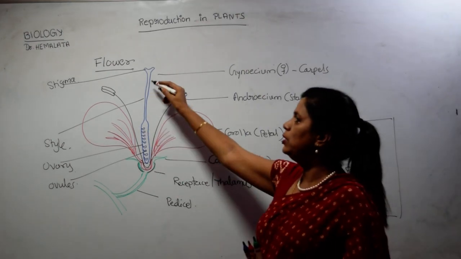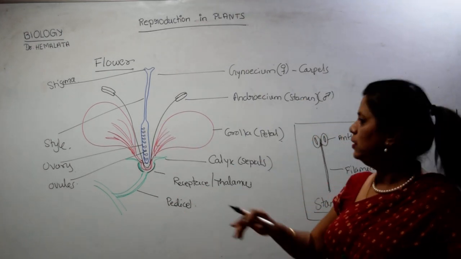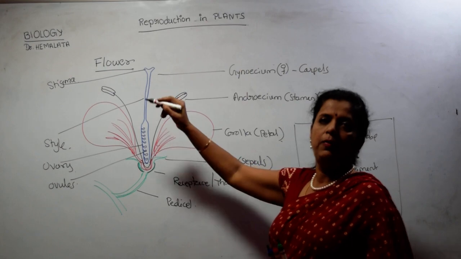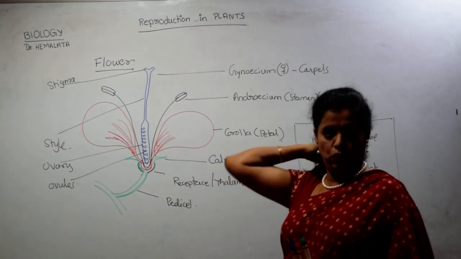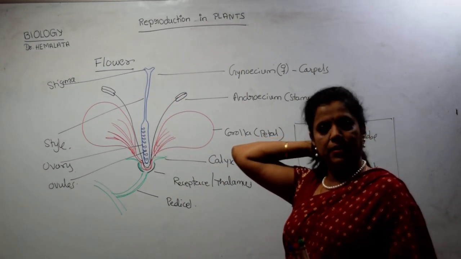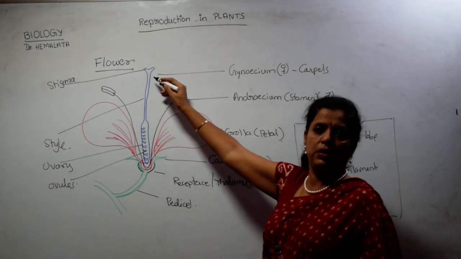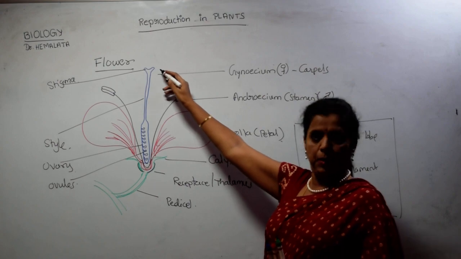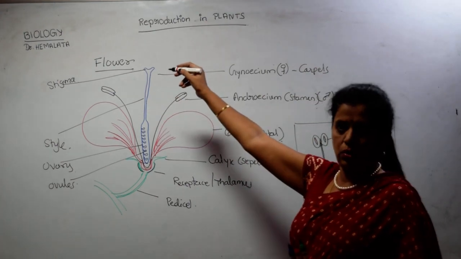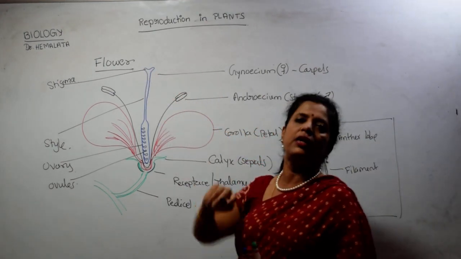Gynoecium I already told you. Gynoecium has three parts: ovary, style and stigma. And the ovary contains the ovules. Ovules contain the egg cell. Egg is a female gamete. Then the style helps in exposing the stigma at the tip. It will protrude out. The stigma is the one which collects the pollen grains.